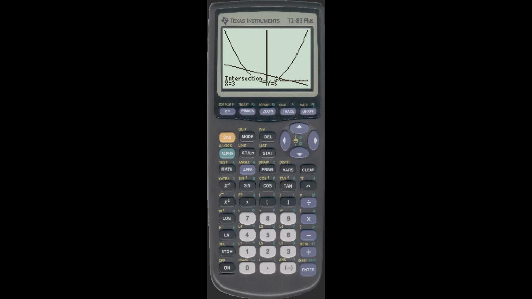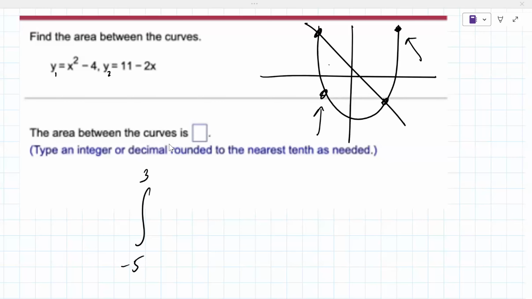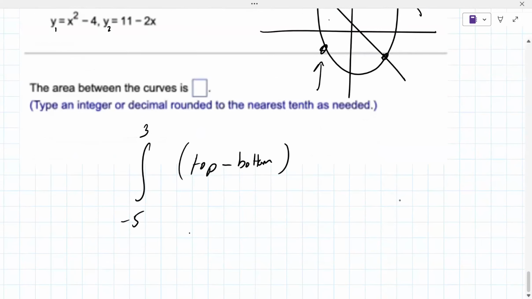And the other one's 5 and 21. So you need the x values, just the x values, not the y values. Never mind. So you're doing all of that to get the two bounds, and then you do top minus bottom again. So the top one is the line, which you can see in the graph. So it's 11 minus 2x minus x squared minus 4.